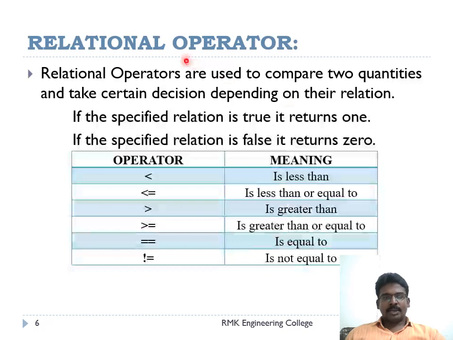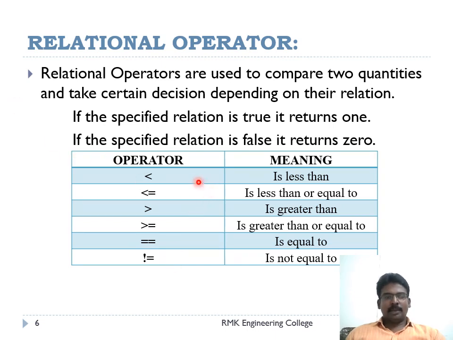So the next operator is the relational operator. From the name itself we can tell that this operator is going to relate different aspects. Here we are going to relate different values, and based on the output, 0 and 1 are returned. The relational operators listed here are less than, less than or equal to, greater than or equal to, and not equal to.